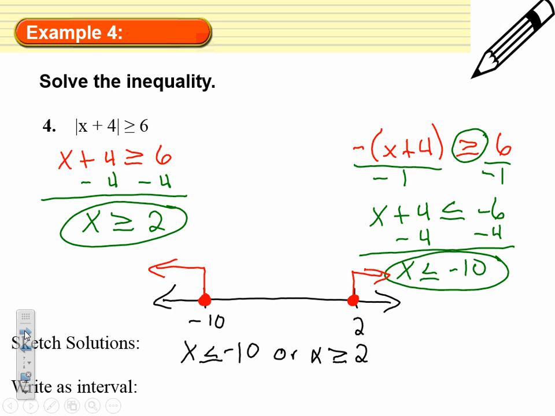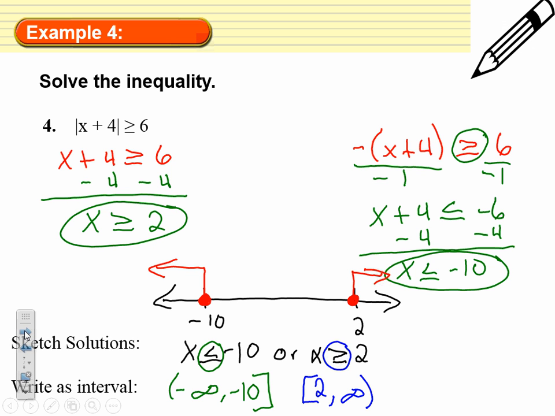Now when I write this in interval notation, negative 10 to the left, that means I'm going all the way from negative infinity all the way to negative 10. This time we're going to have a closed bracket because we have that less than or equal to. On this one, I'm starting at 2. It's greater than or equal to, so I'm going to have that closed bracket at 2. That means it's including 2. And I'm going all the way to positive infinity. All right, there's example number 4.